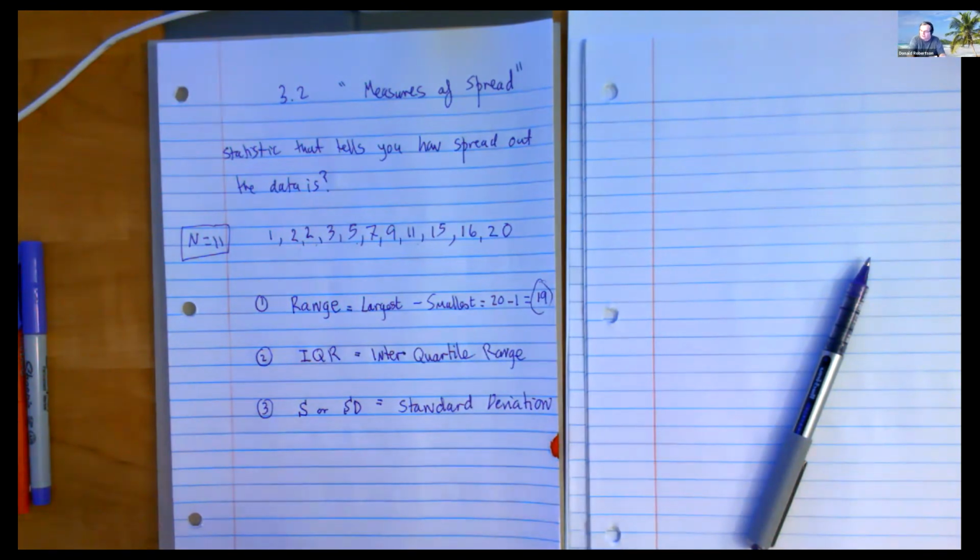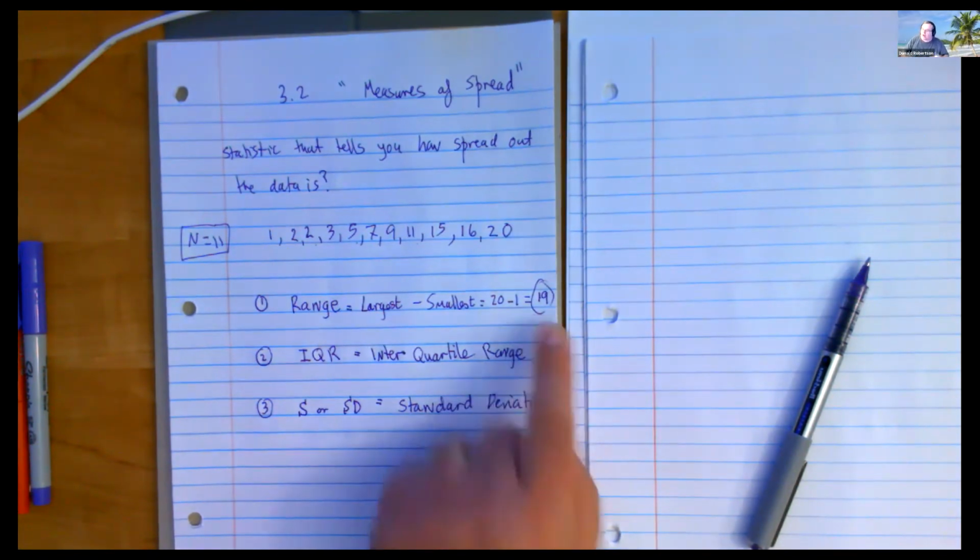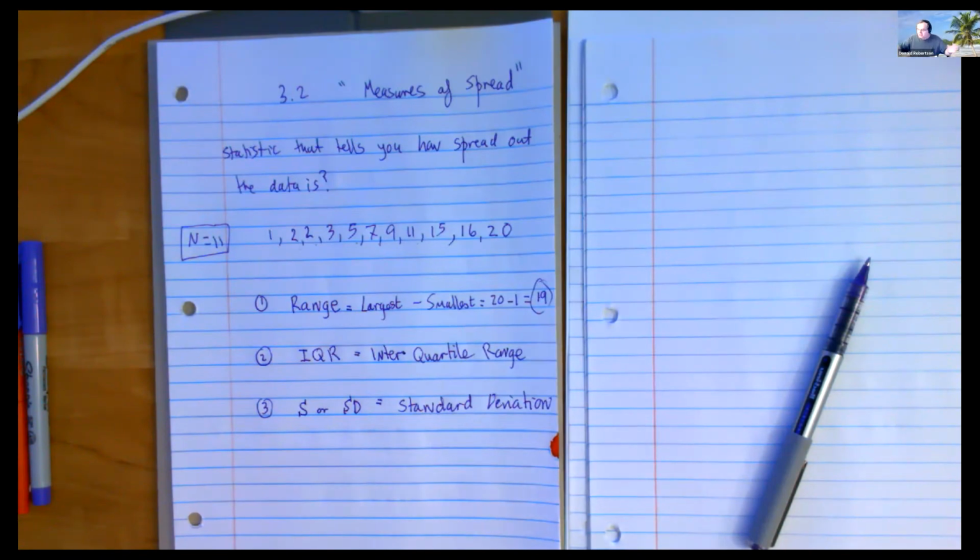Could almost all the data be very similar to each other, and then one crazy number miles away? But that range would say, oh, the range is huge. That must mean the data is all spread out. No, the data is really close together. That outlier just makes you think it's spread out.